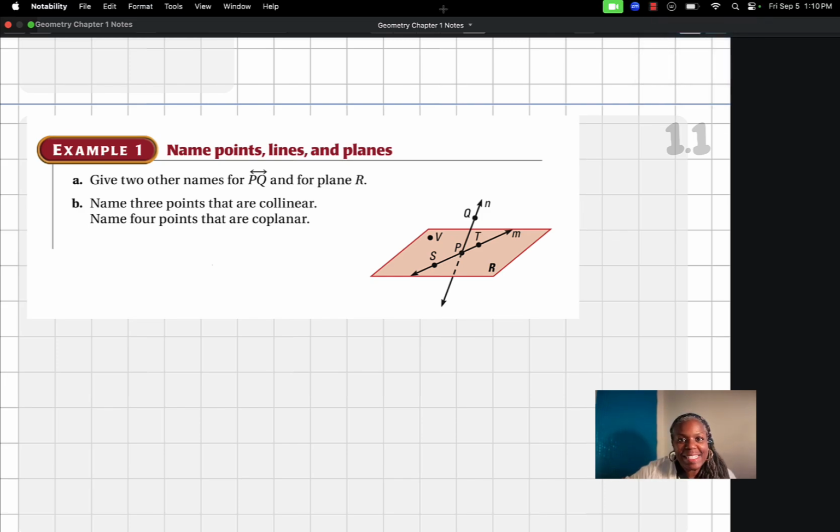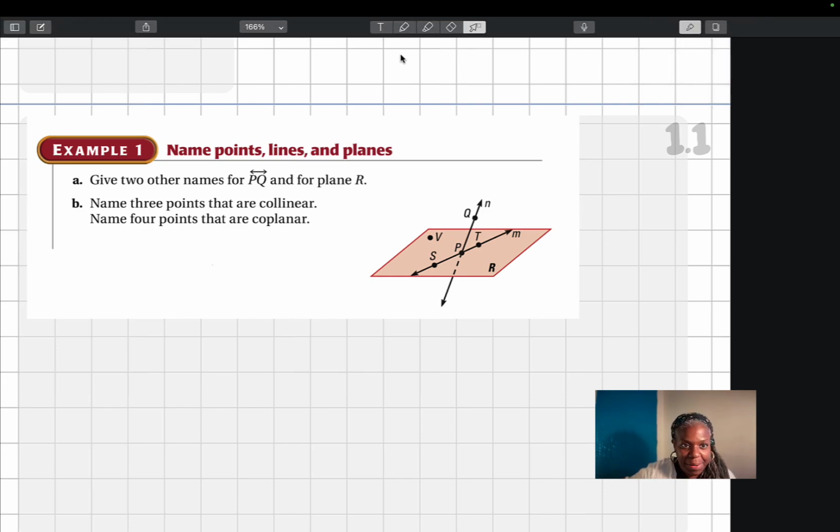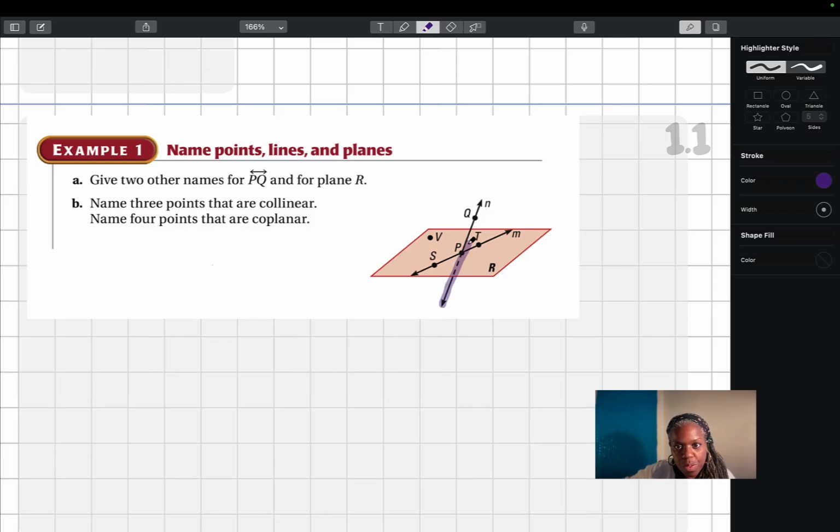This first example is asking us to consider 2 things. 1, give 2 names for this line PQ. So what I'm going to do first is highlight the line PQ. PQ is right here. Those points are there. So this must be the line. The line containing P and Q would be the line PQ. So we're going to give 2 names for PQ and we're going to give 2 names for plane R. So let's start off with the first part.